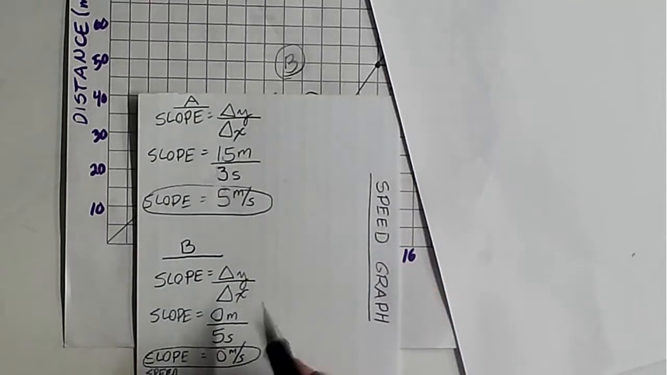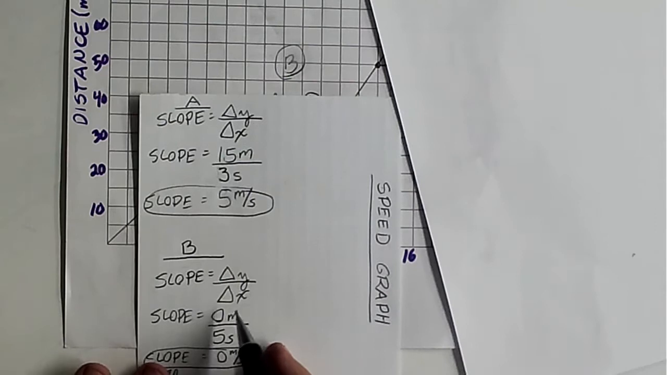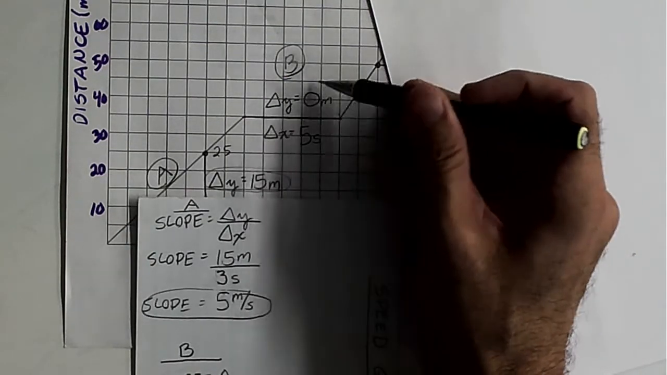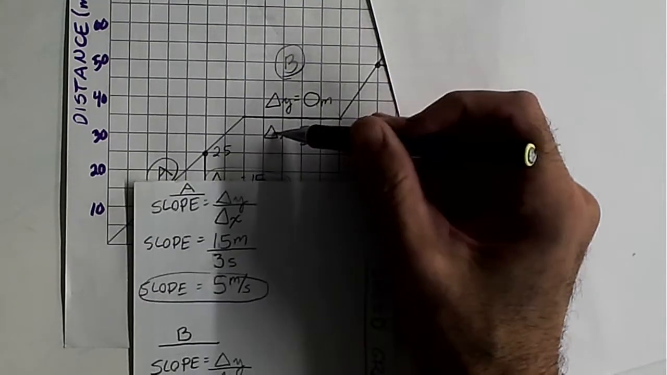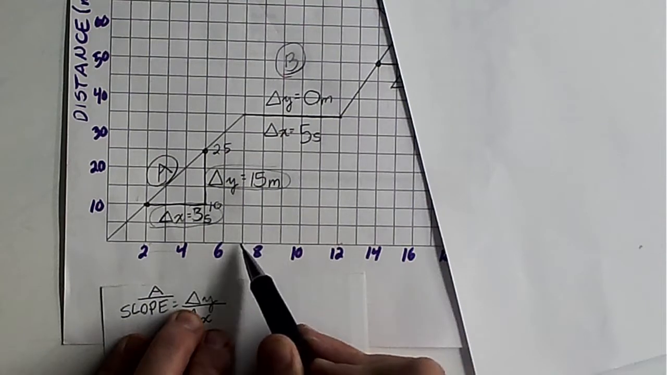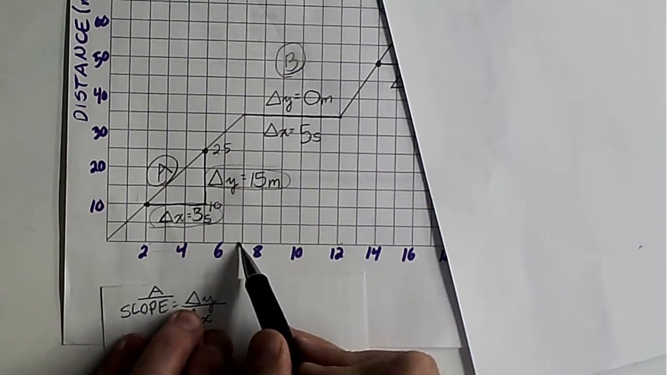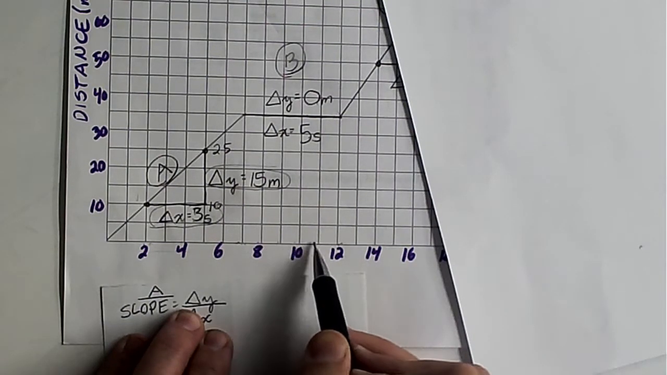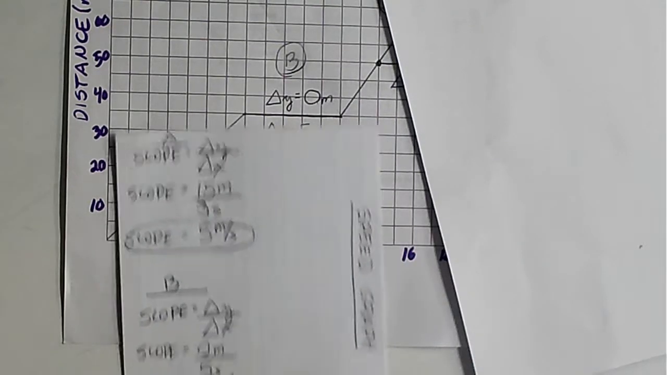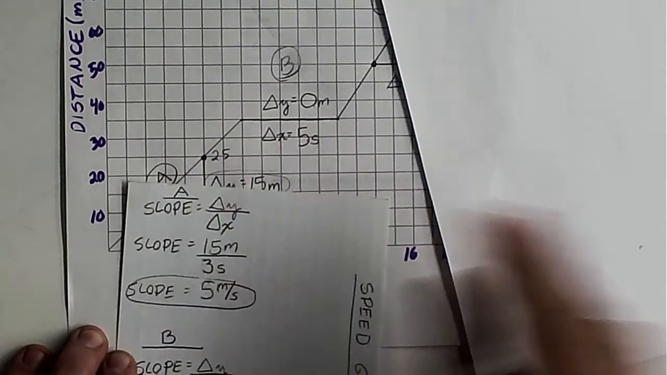So again, we write our slope equation. The change of y, well, it didn't go up any, so it's 0. Change of x, 5 seconds, 7 to 12. 12 minus 7 is 5. 1, 2, 3, 4, 5. So it went over 5. But 0 meters divided by 5 seconds is 0 meters per second. So it stopped.